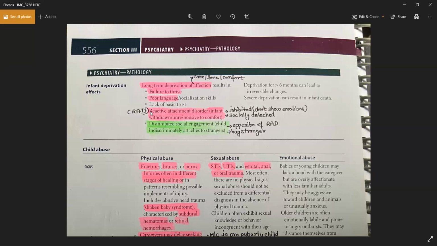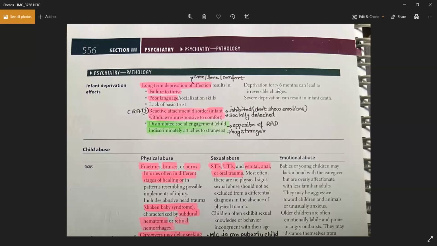They will become very withdrawn or unresponsive to comfort. Whenever someone tries to give them comfort, they cannot show any kind of feeling for them, right? So basically, they are inhibited. They do not show any kind of emotions. They either become socially detached, or they become too engaged with strangers. They start hugging strangers. So it is kind of opposite to reactive attachment disorder, right? In that case, the patient becomes too affectionate or attached with strangers. But in case of RAD, you become detached from socialization, socially isolated, whenever a child does not get any love or care.